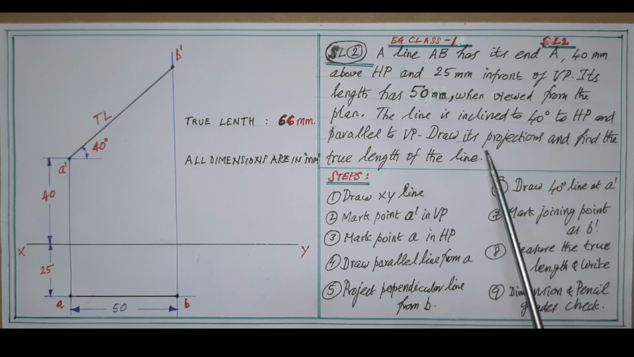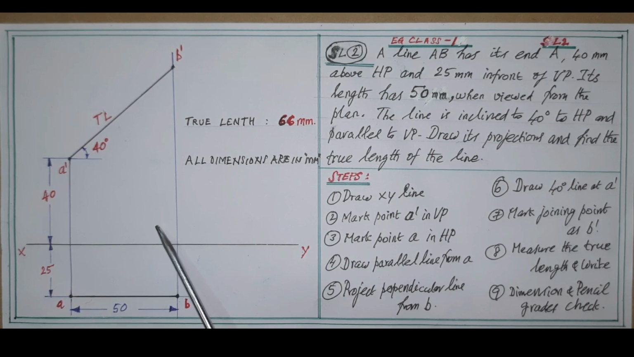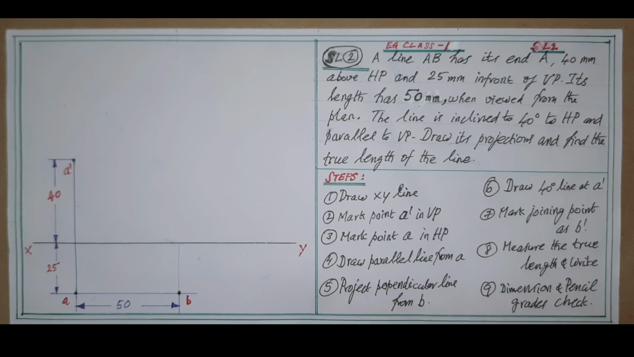This is the problem. Here, the full completed drawing is shown for example. We will see it step by step. Now we see the problem step by step as given here. The first step is to draw the XY line. The second step is to mark point A dash in the vertical plane and mark point A in the horizontal plane. So draw the XY line first as given in the data.